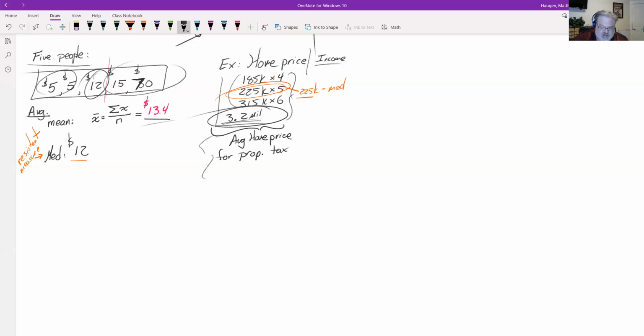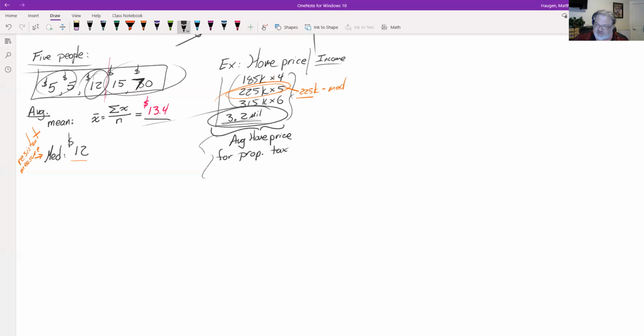The fact that median is resistant to outliers, okay, that's good if we want those extreme values not to corrupt our data. But if we want those extreme values to matter, then we have to use something that cares about them. Fair?